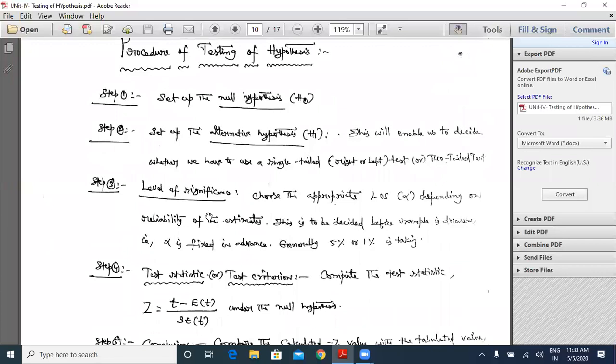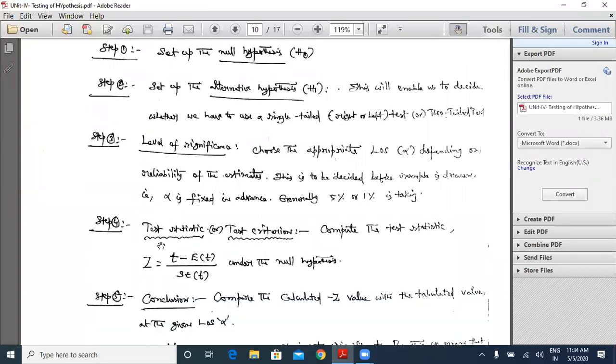Third step, you have to choose the level of significance. If the problem asks particularly to find at 5% or 1%, then you have to follow that. Otherwise, you generally take 5% or 1%. Choose the appropriate LOS depending on the reliability of the estimates. This is to be decided before the sample is drawn. That is, alpha is fixed in advance. So this is a simple thing.